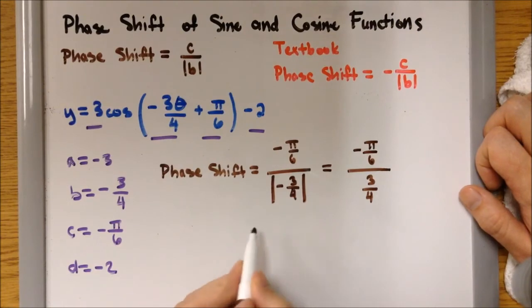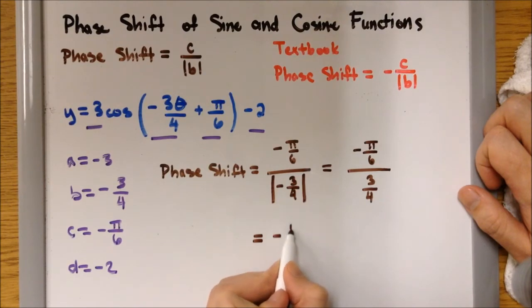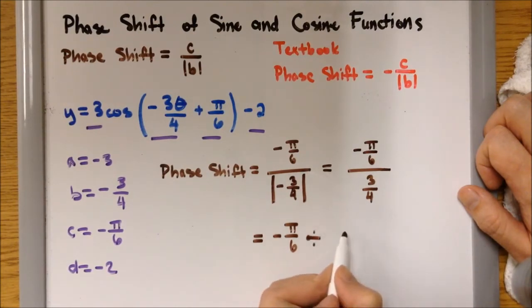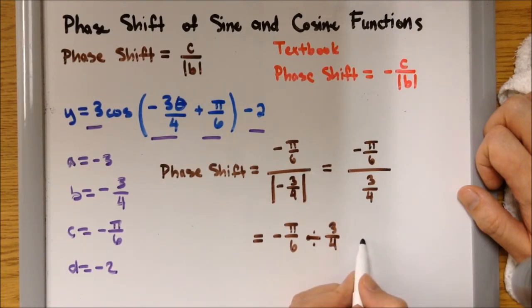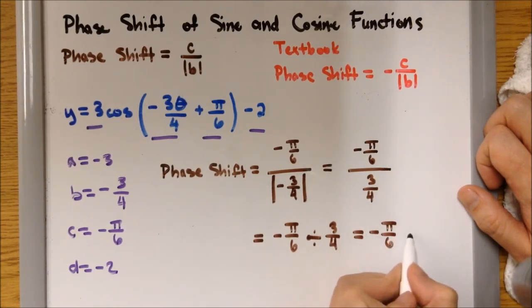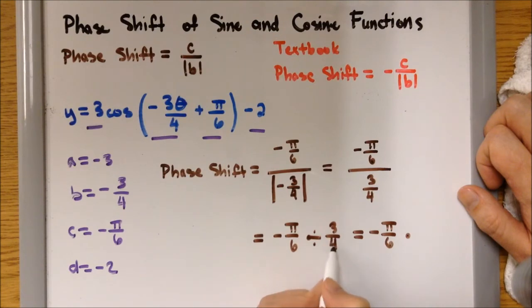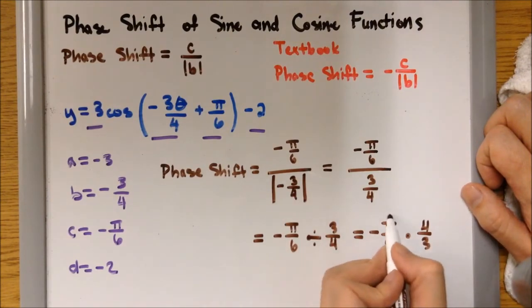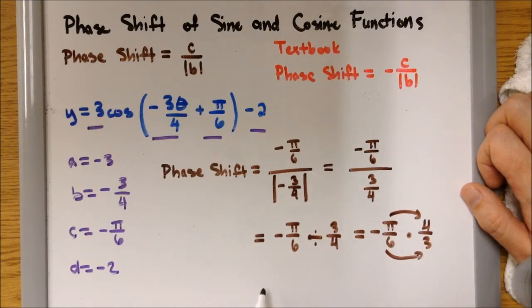Alright, so now I'm going to rewrite it as a division. So our numerator comes first. So negative pi over 6 times, sorry, I said division, so let me do that first. The denominator, so 3/4. Then I'm going to rewrite it as a multiplication. So it's going to be negative pi over 6 times, flip the second fraction, so 4/3. So fraction times fraction.